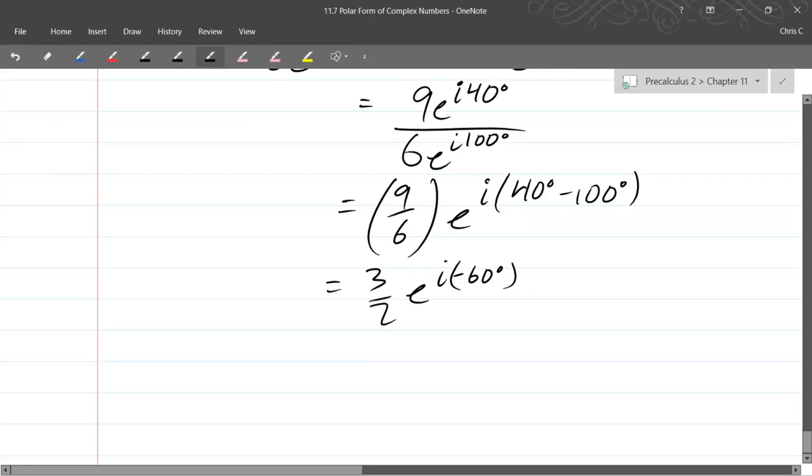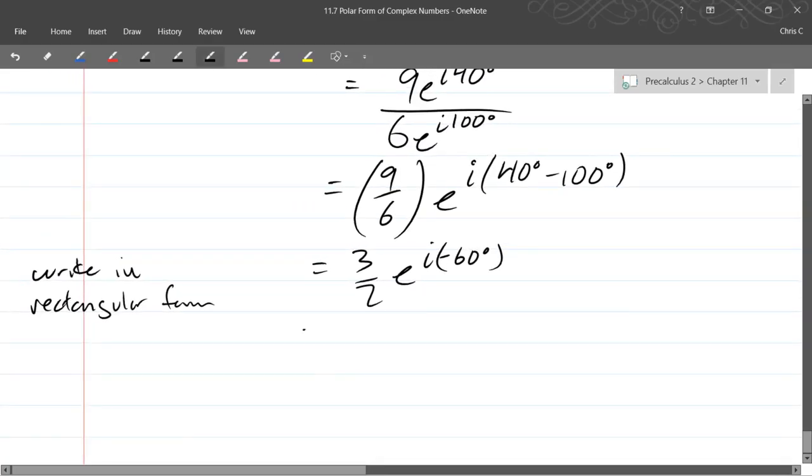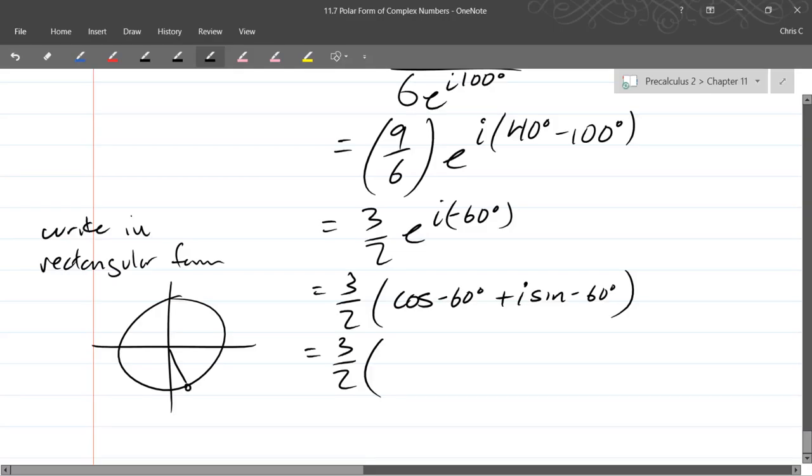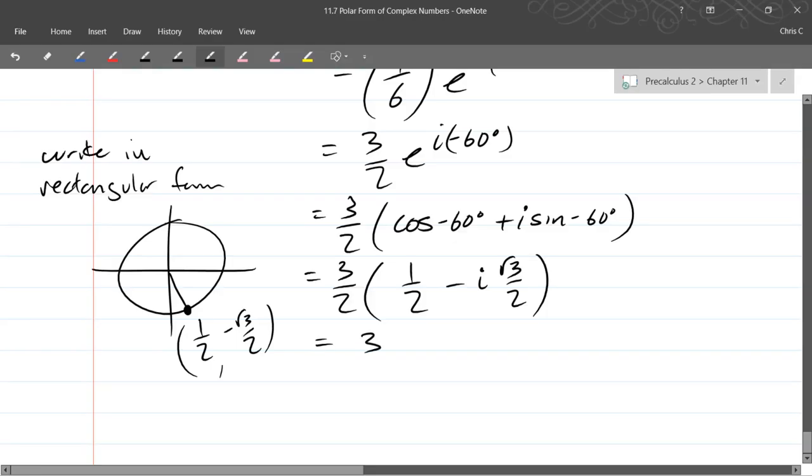And let's write it in rectangular form. So it goes cos negative 60 plus i sine negative 60. And last step, we're distributing: 3/4 minus 3 square root 3 over 4 i.